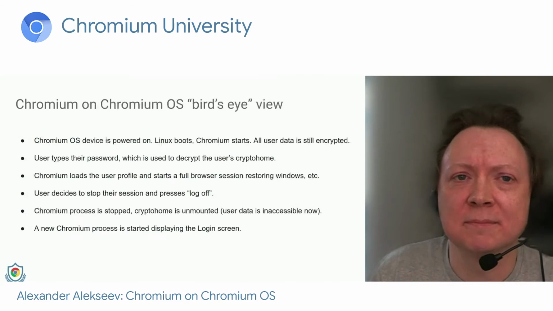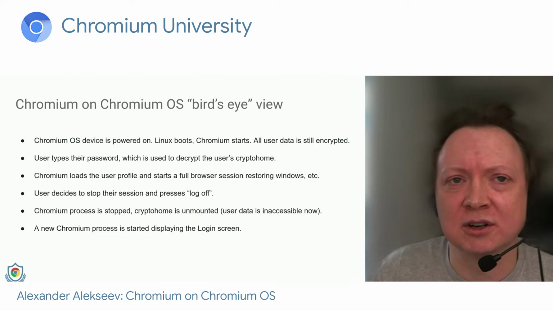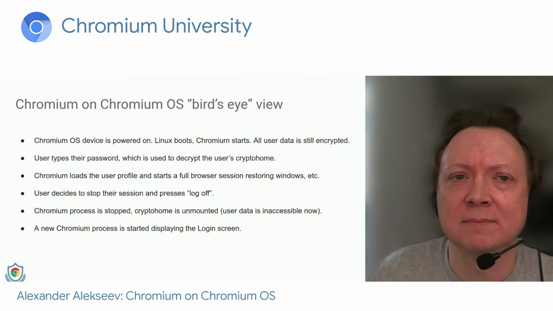How does it work? Let's look at the system from a bird's eye view. The Chromium OS device is powered on. Linux boots. Chromium starts. At this point, all user data is still encrypted. The user profile is inaccessible. Then the user types their password, which is used to decrypt their cryptohome, which also stores the user profile directory. Chromium loads the user profile and starts a full browser session, restoring windows, browsing history, cookies, and so on.